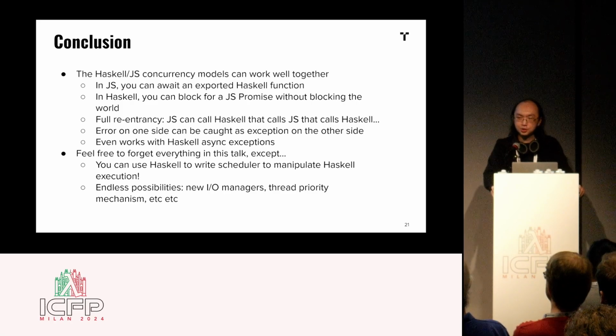And if there is only one single takeaway in this talk, then that is you can use Haskell or CMM to write a scheduler to manipulate the execution of Haskell threads, and there is a lot of possibility here. Like you can implement new I/O managers in Haskell. You can also introduce the concept of a thread priority mechanism to Haskell, so you can prioritize executing high priority threads, etc. So yeah.